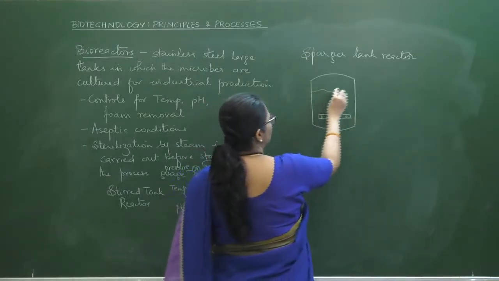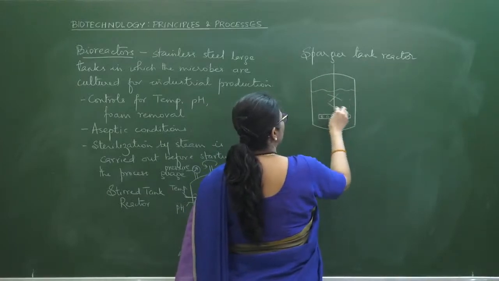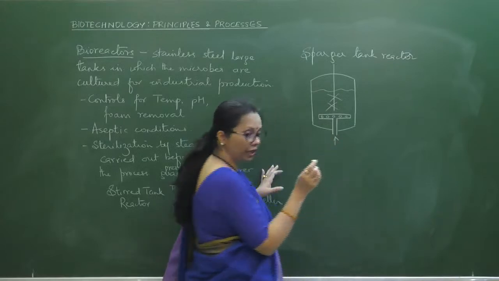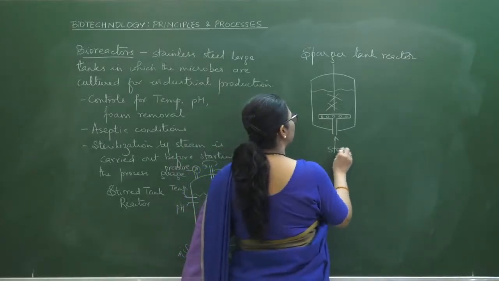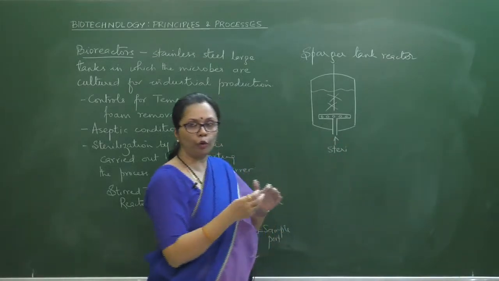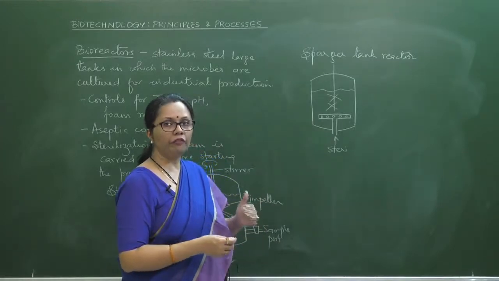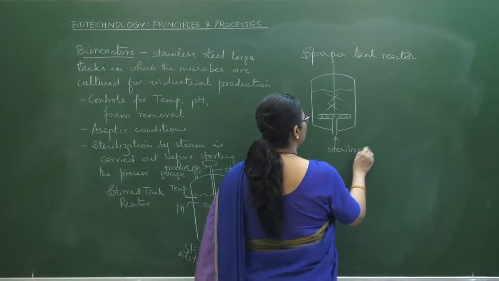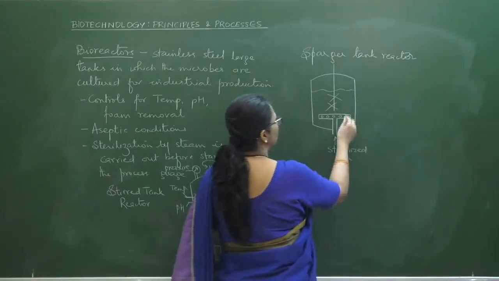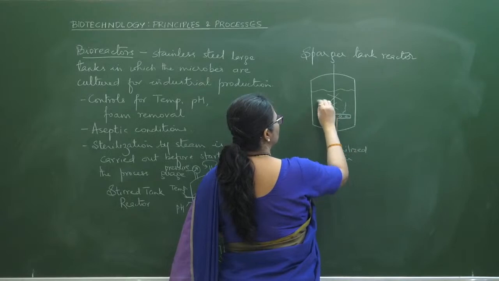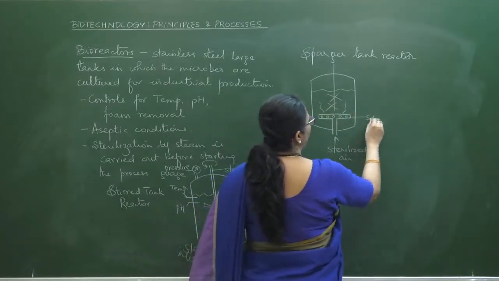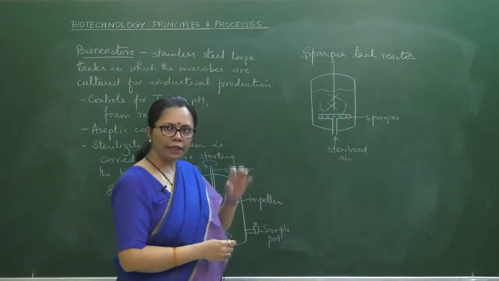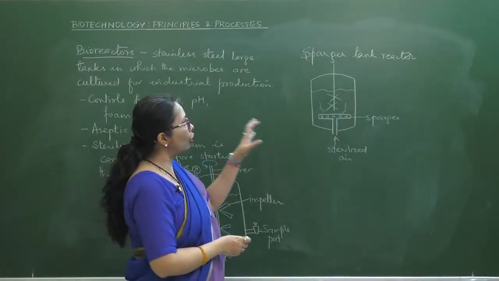Through this sparger, everything will be there. Air, of course sterilized air, will be introduced. This is for those microbes that are aerobic. If it is anaerobic, we don't need it. If it is aerobic, we'll have to pass sterilized air, oxygen, through the sparger. There are holes in it, and through these air will be added to the mixture, right? That's the difference basically.